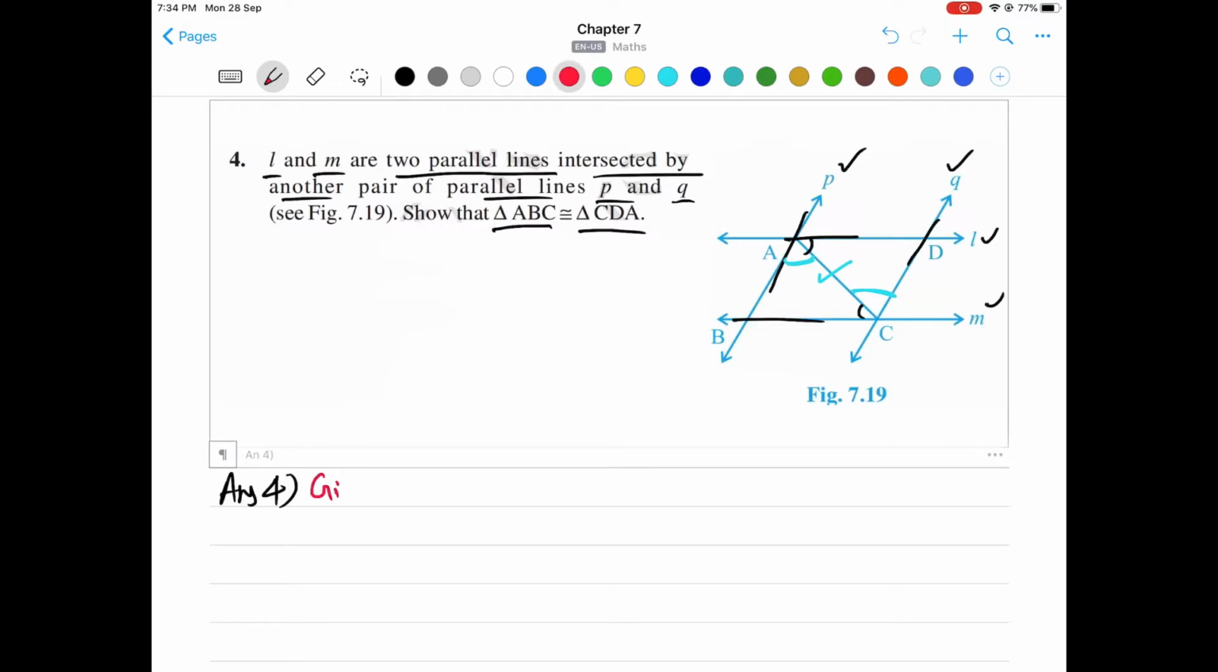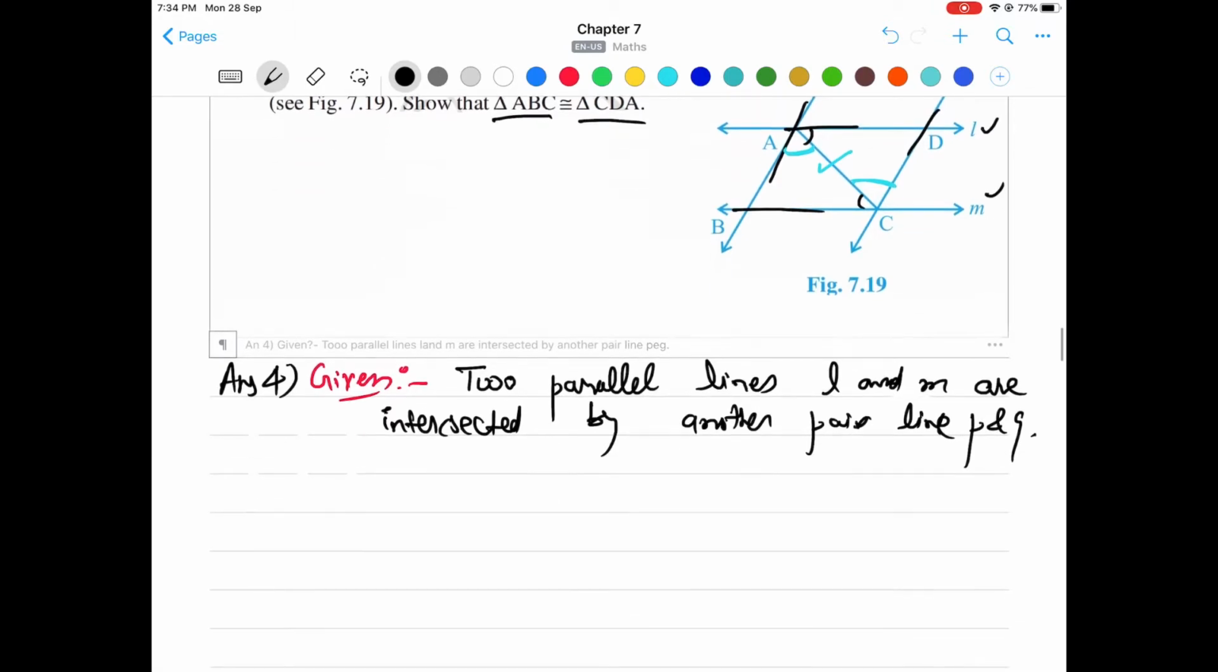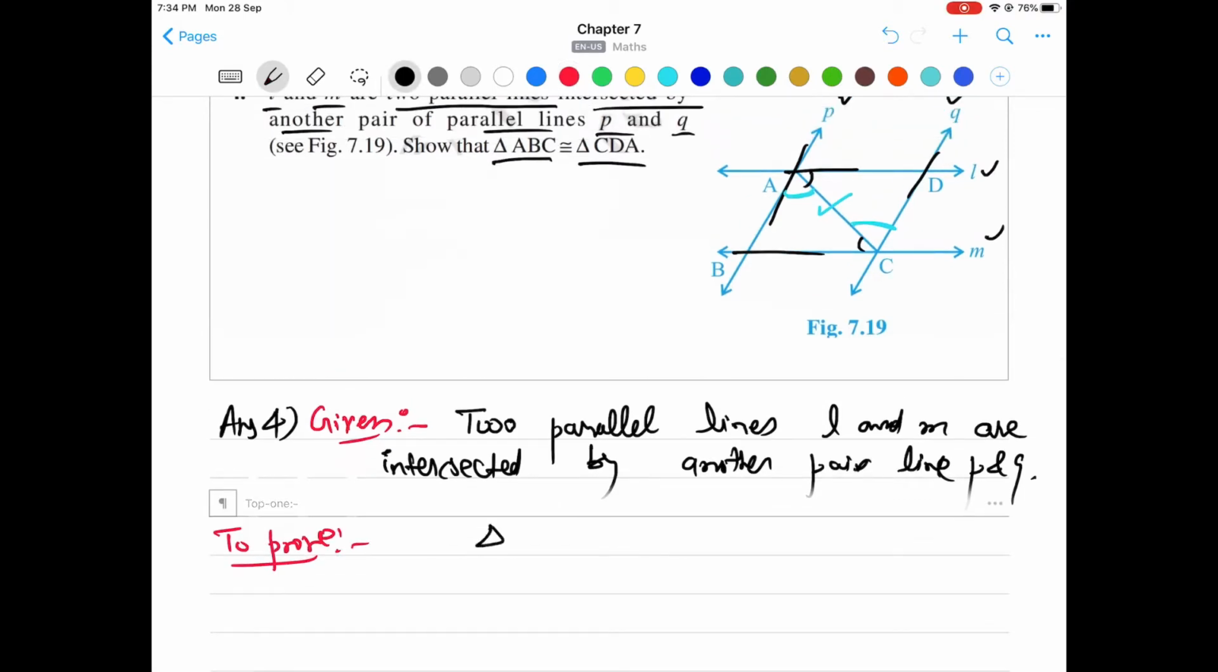Answer number 4. First we will write the given portion. Given is two parallel lines L and M are intersected by another pair of parallel lines P and Q. We have to prove that triangle ABC is congruent to triangle CDA. Okay, let's start its proof.